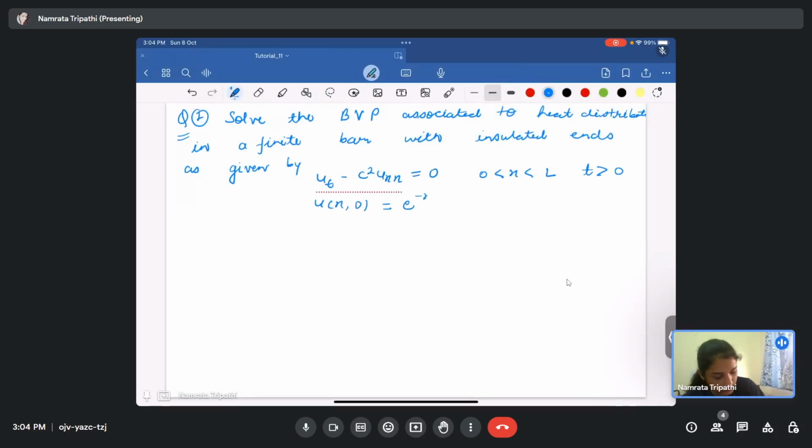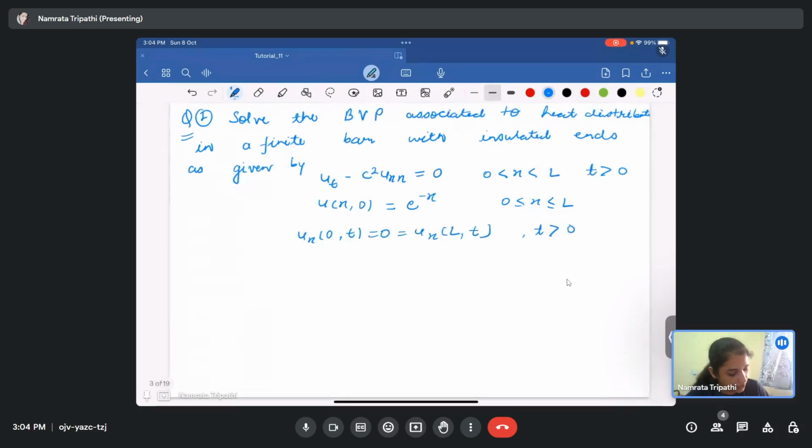With initial condition e to the power minus x, and boundary condition. This is a Neumann type boundary condition because a derivative is there. Now how to solve this problem? We will use the variable separable method to solve this problem.